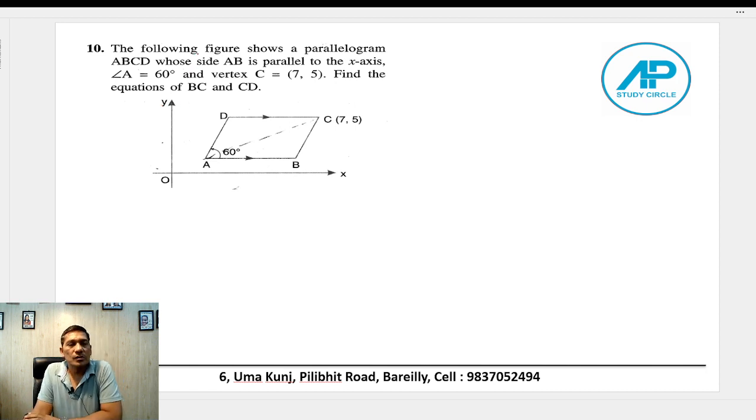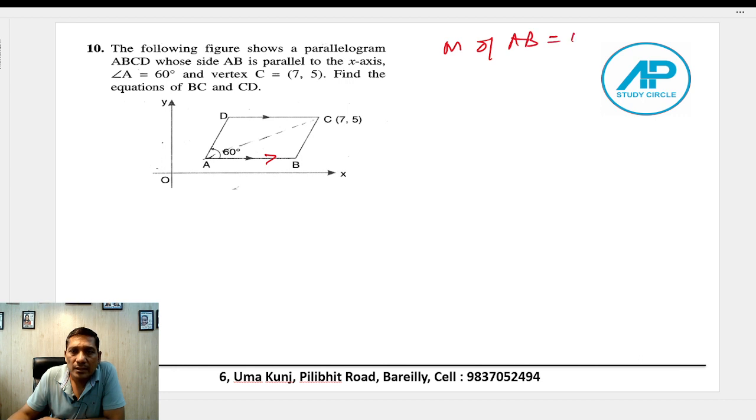The following figure shows a parallelogram ABCD whose side AB is parallel to x-axis. Slope of AB is right away 0. Angle A is 60, vertex 7, 5 for C. For the equation of BC and CD. CD is parallel to AB, so slopes are equal.